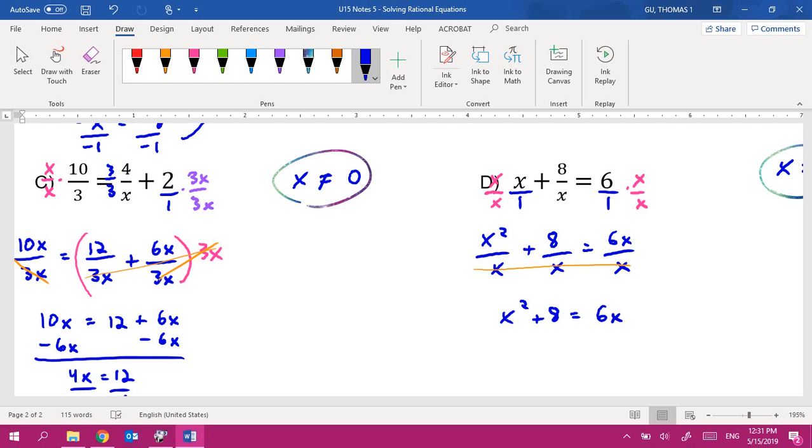Because I'm not going to be able to subtract. You cancel, that's the answer. Can't do that because there's an 8 attached to it.